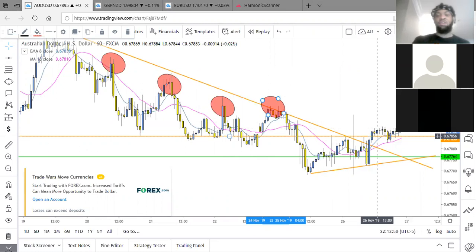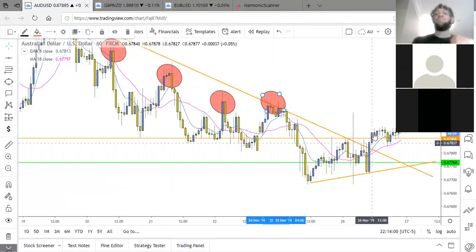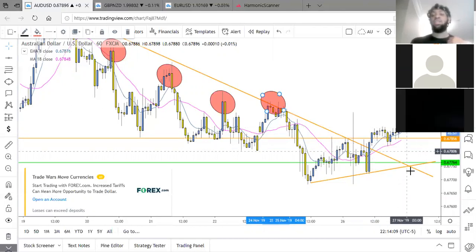So what you don't want to do is, like, back when I first started trading, I would have bought this breakout right here. But what can happen is price can come back, retest again, make a higher low. It can come all the way down here before it goes back up.